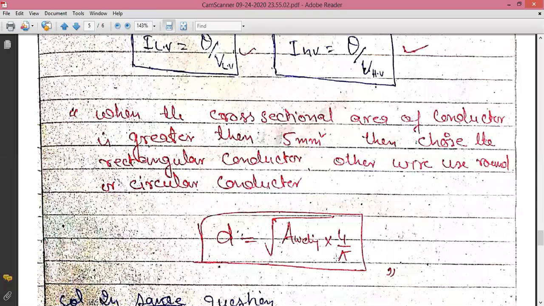Clear बच्चे? सर रेक्टेंगुलर कंडक्टर क्या होता है? रेक्टेंगुलर कंडक्टर मतलब जिसका क्रॉस सेक्शनल एरिया रेक्टेंगुलर होगा। ठीक है सर। ठीक है जी, क्लियर है?